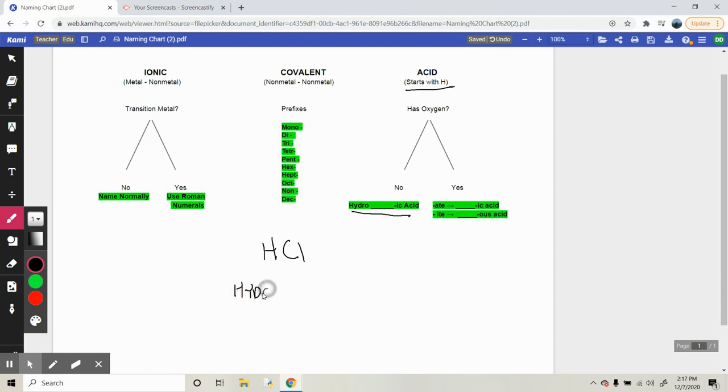Hydro blank acid, where the blank is going to come from our attached atom of chlorine, which will now become chloric. Keep the prefix, change to ic. Hydrochloric acid. Similar makeup of your stomach acid.